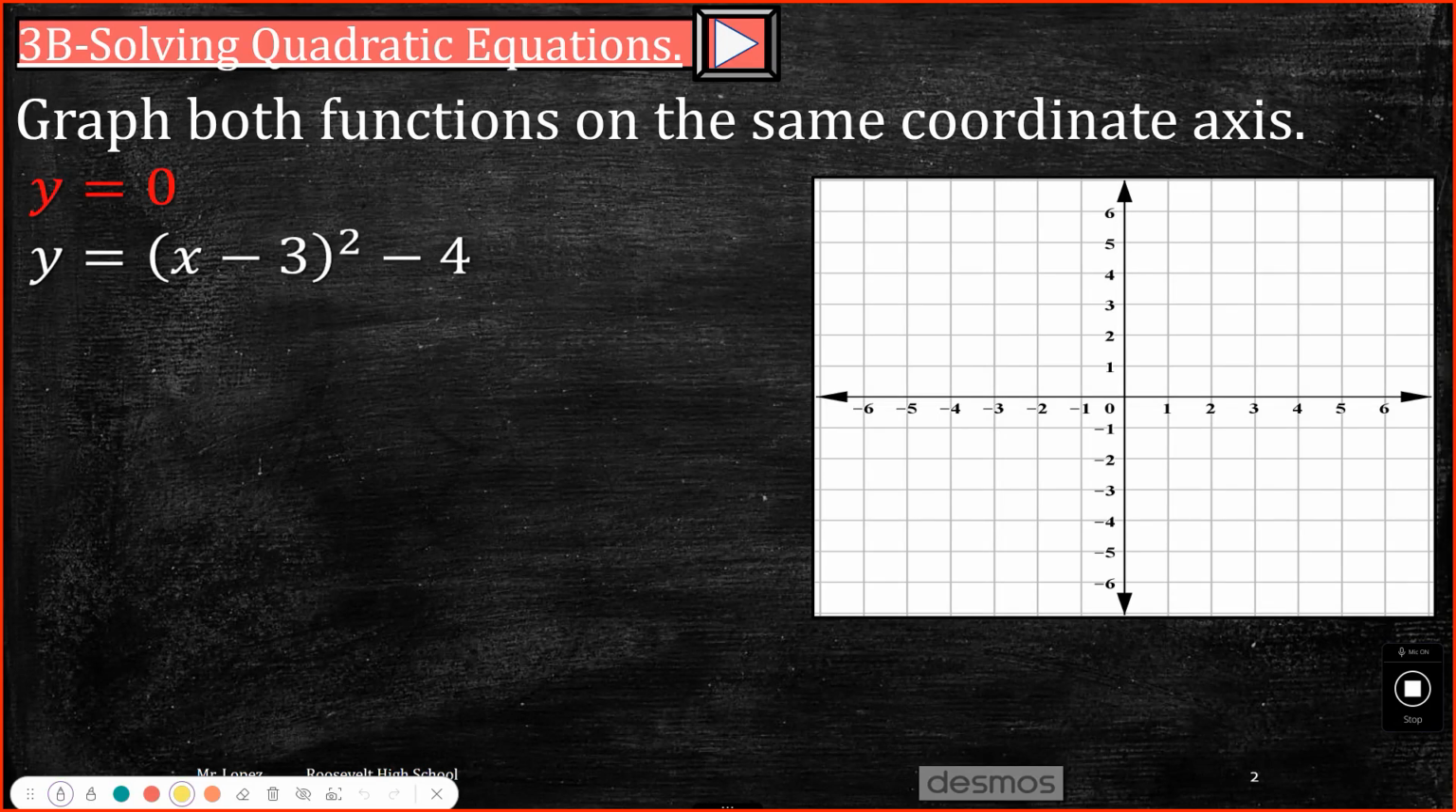So this is lesson 3B, solving quadratic equations. It says to graph both functions on the same coordinate axis. Okay, so you got two equations here, y equal to 0. So what does y equal to 0 look like on the graph?